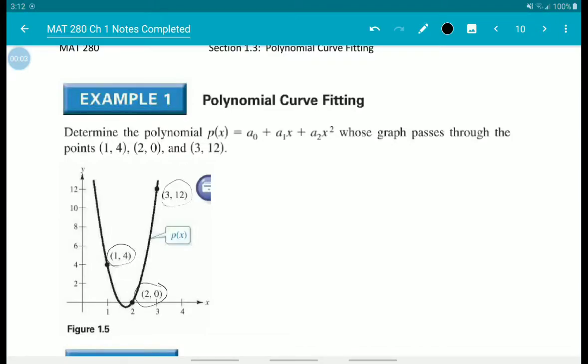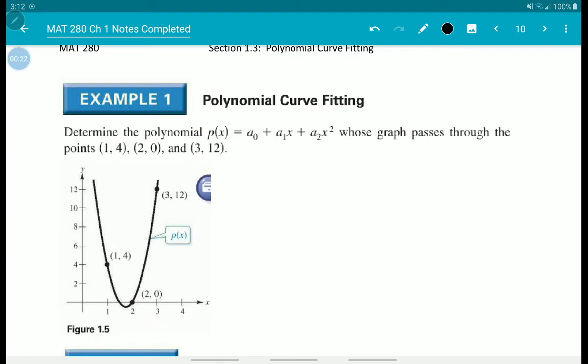Now we're going to look at some applications of linear equations and systems of linear equations. And one of those applications will be curve fitting. So in example 1, we want to determine the polynomial whose graph passes through these points. Now, if we were to graph these points, notice that we're forming a quadratic here.